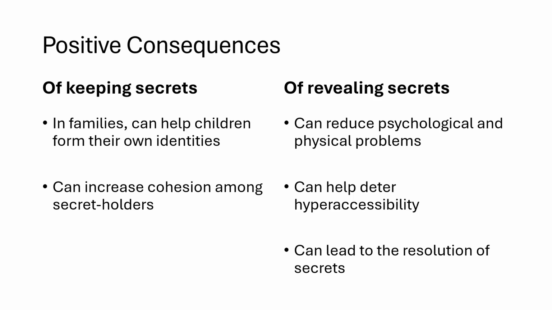Revealing secrets also helps deter the possibility of hyper accessibility. One of the things about secrets is that you're often trying not to think about it because you don't want to accidentally tell. But the more you try not to think about the secret, the more accessible it becomes, to the point of hyper accessibility in some cases. So, it's almost like all you can think about. But if you tell, you don't have to worry about hyper accessibility. You don't have to attempt to suppress the thoughts associated with that secret.